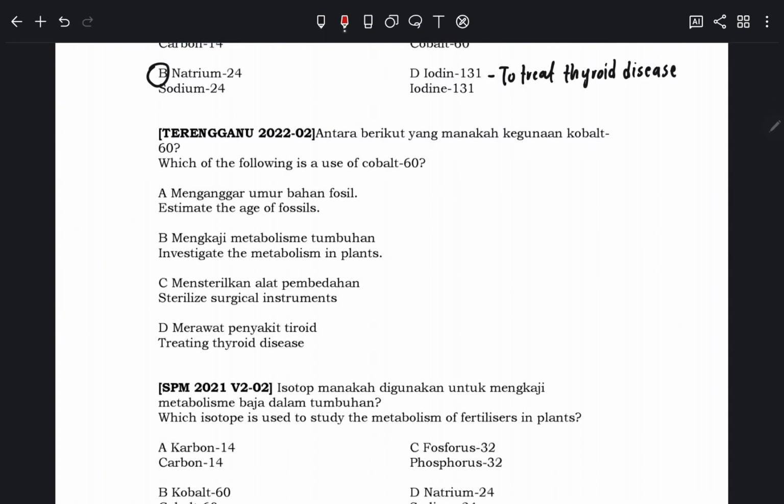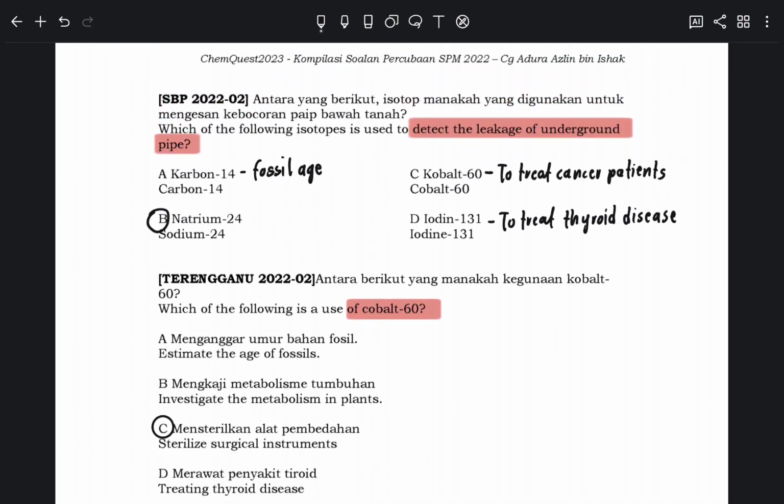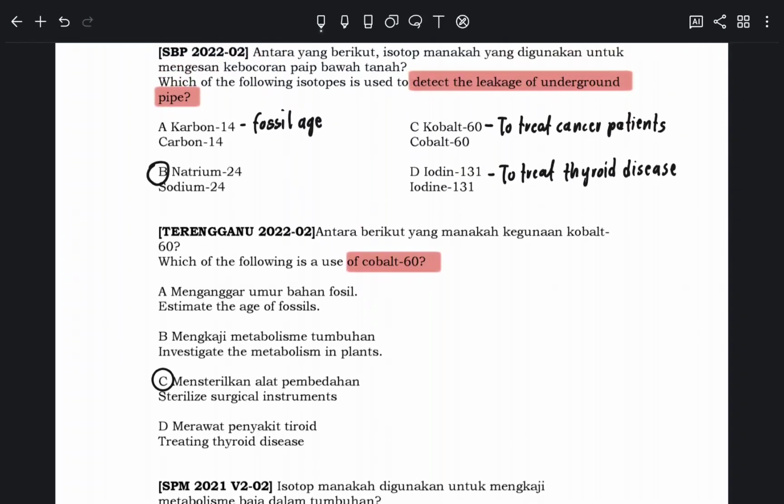Okay, what is the use of cobalt 60? Cobalt 60, what is the use, what do you feel? Cobalt 60 is to, which one? C, to sterilize surgical instruments. Apart from sterilizing surgical instruments, we will use cobalt 60 in radiotherapy to treat cancer patients, like what I told you in the previous question. So cobalt 60 has two functions.